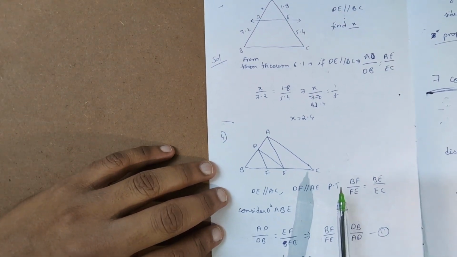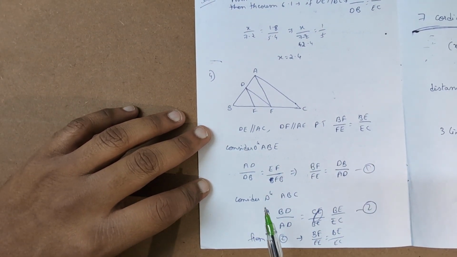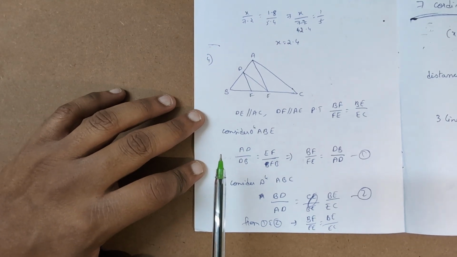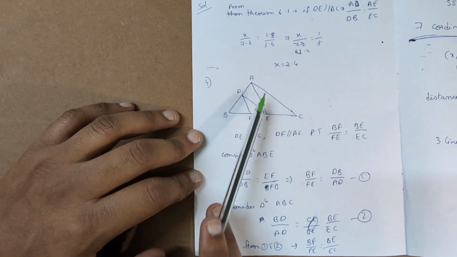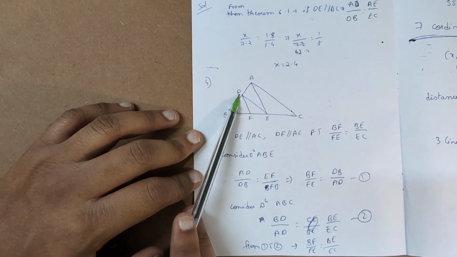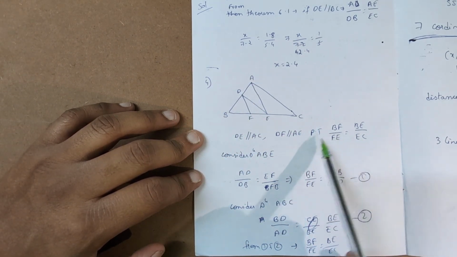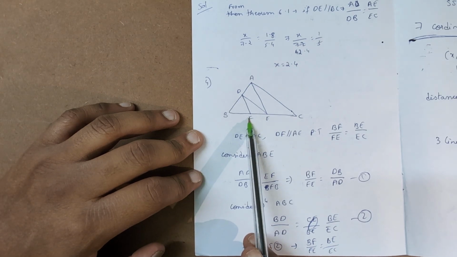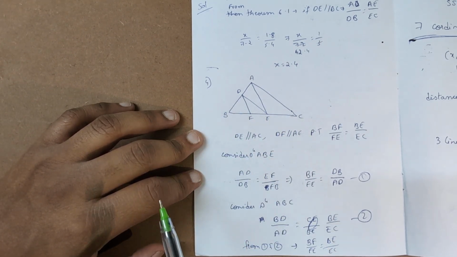Let's go to another type of question. Here we can see there is a triangle ABC, and they have mentioned DE is parallel to AC and DF is parallel to AE. This line is parallel to AE. And they are asking to prove BF by FE is equal to BE by EC.